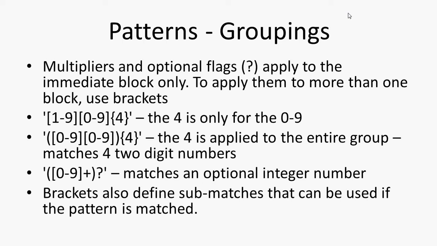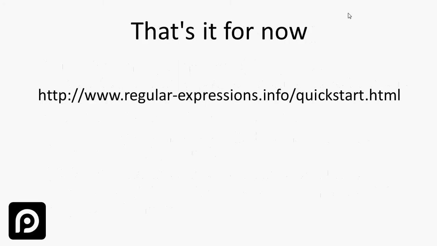The second use for groupings is that they allow you to pull out individual matches from the pattern. So if you had a message, for instance, that had a source and a destination and an IP address and those kinds of things, and you use normal brackets around the individual parts of that pattern, then if your input is a match, you can pull out those individual parts, and then you might want to do something like log the IP address to file or something like that. So they're used for groupings as well as for applying multipliers.